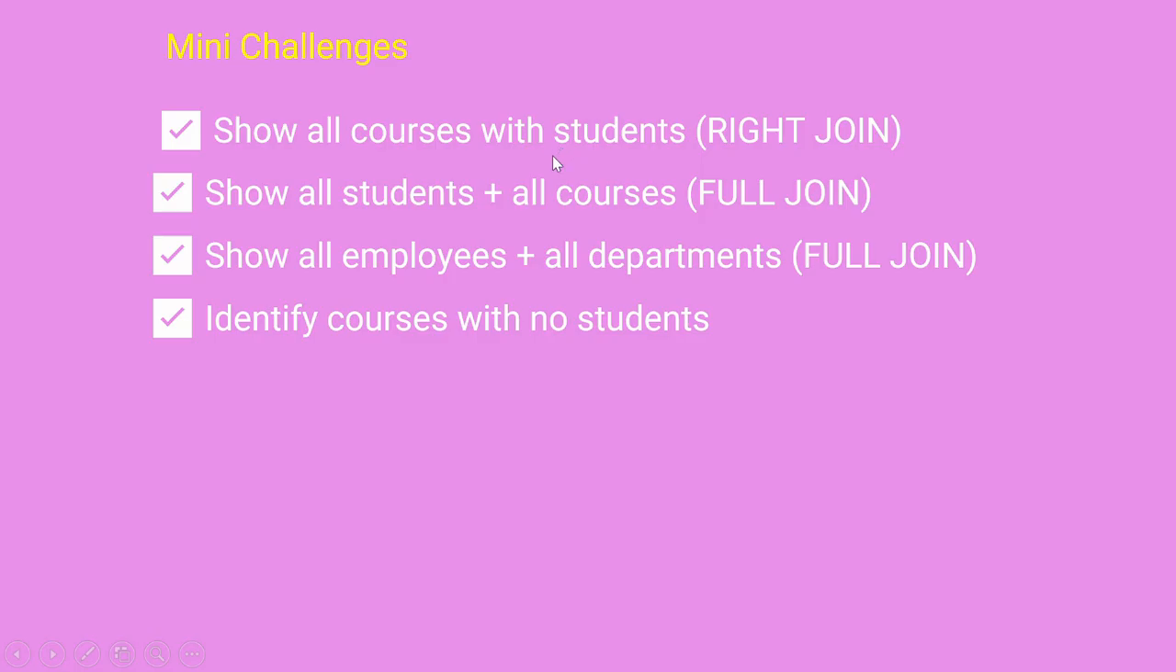Here are some mini challenges. Try showing all courses with the students using right join, all students and courses using full join, all employees and departments using full join, and identifying courses with no students.